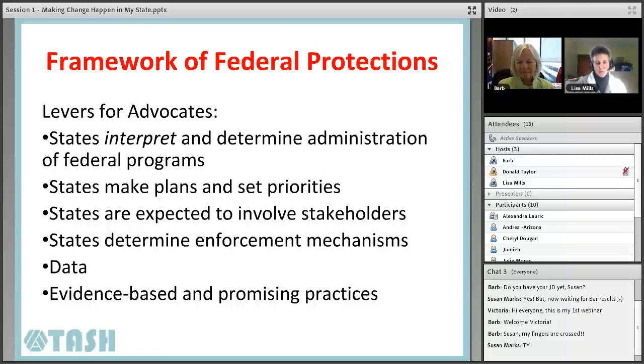But we are also clearer and clearer every day on what counts as evidence-based and promising practices. TASH is at the forefront with identifying and developing those. But some states are still investing really heavily in practices that we know do not produce good outcomes.